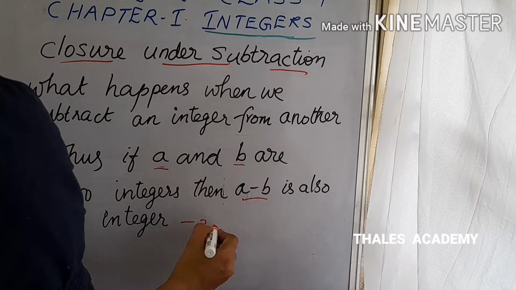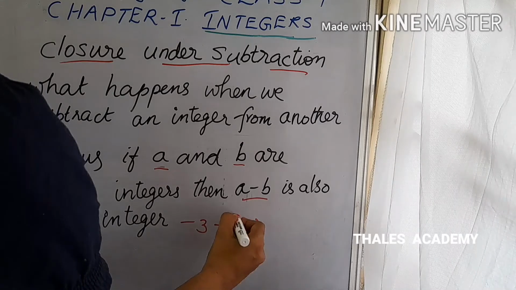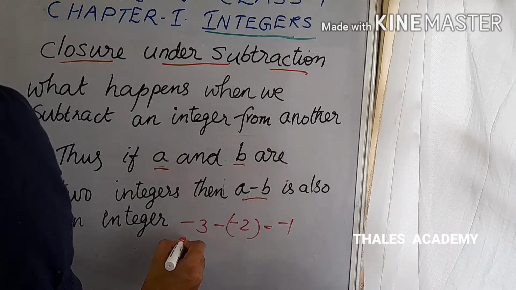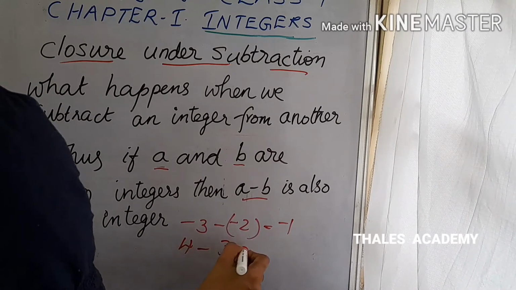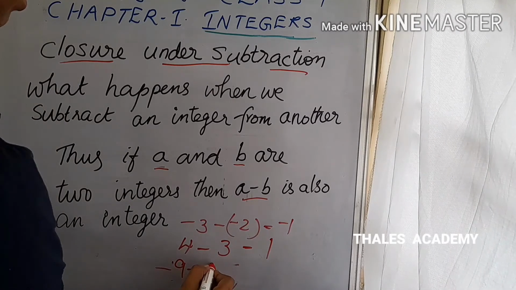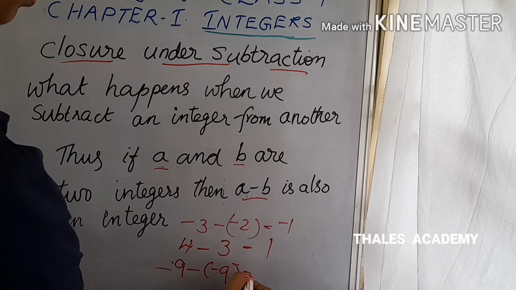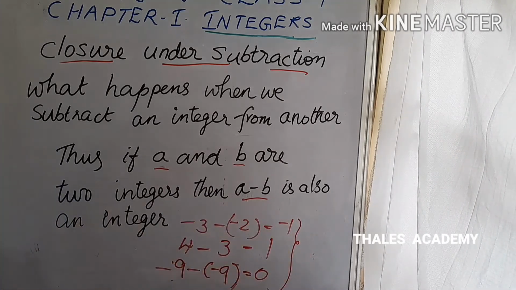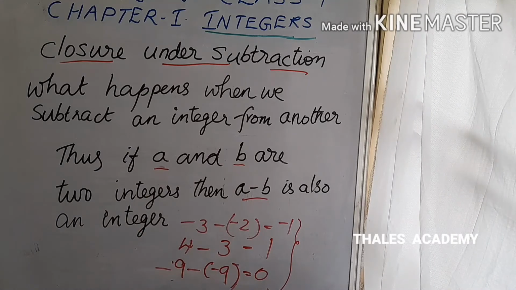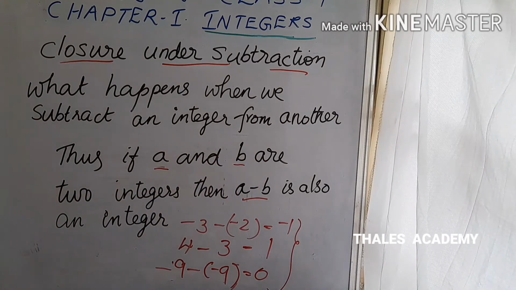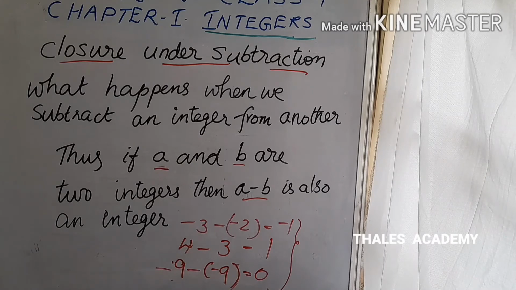That is, minus 3 minus minus 2, we get minus 1. 4 minus 3, we get 1. Minus 9 minus minus 9, we get 0. Here all these answers are integers. So we can say that integers are closed under subtraction. That is, if a and b are two integers, then a minus b is also an integer.